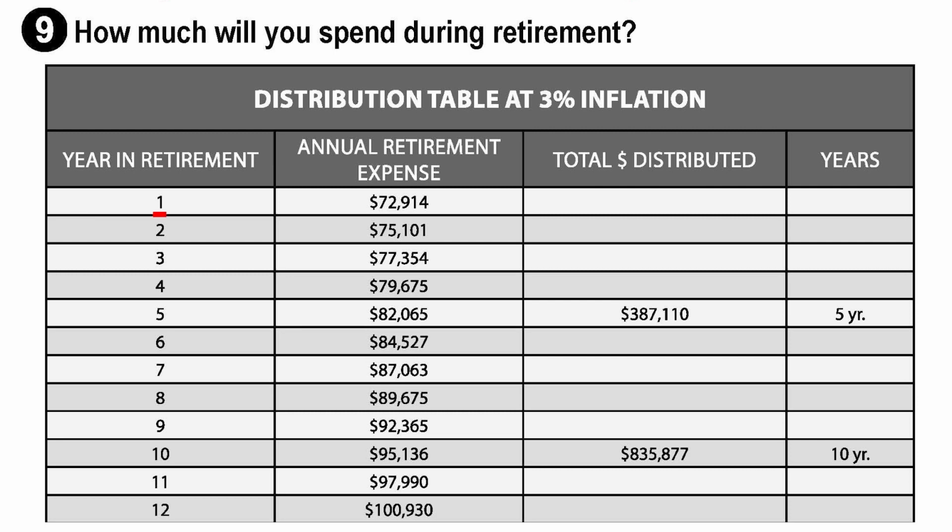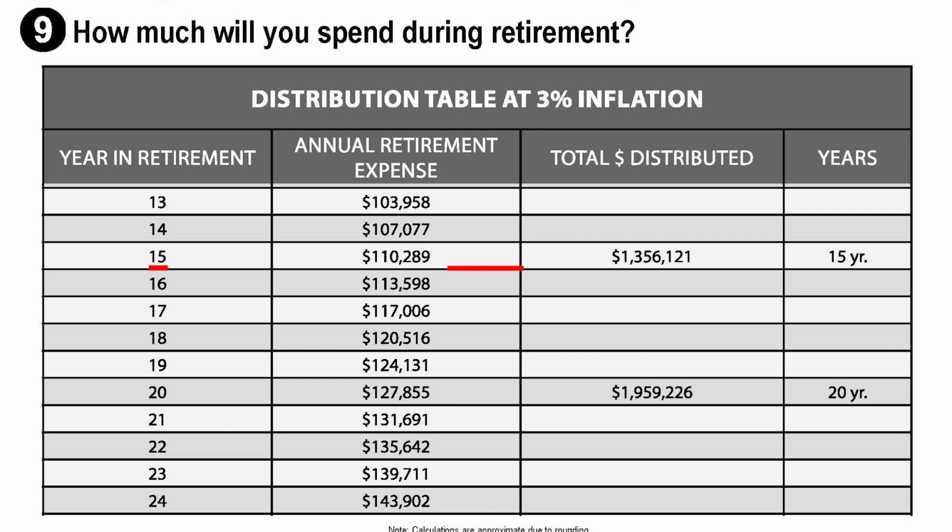So year one. That 50-year-old couple today is now 65. First year, they're going to pull out $72,914. The very next year, to maintain that 80% lifestyle, they're going to pull out $75. That's the 3% inflation. So after 5 years of being retired, they're up to 82, but so far they've spent $387,000. So 10 years into their retirement, instead of 72, it's now 95. So far they've spent $835,000.